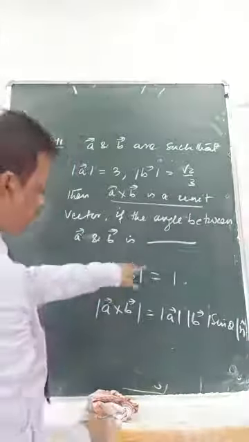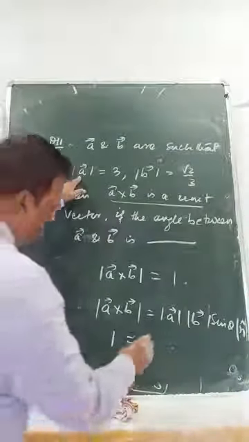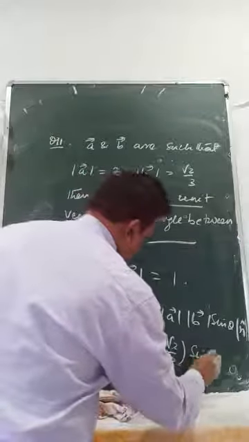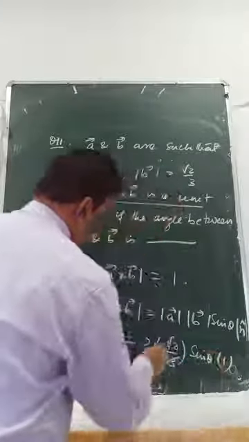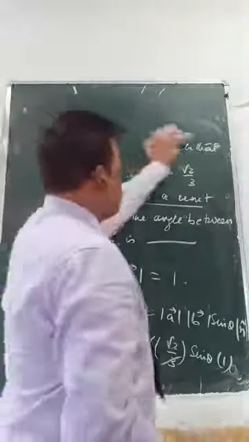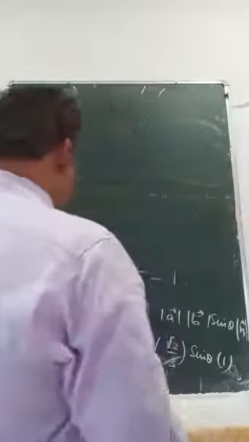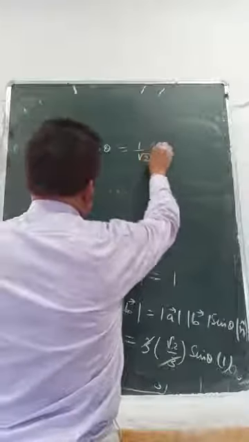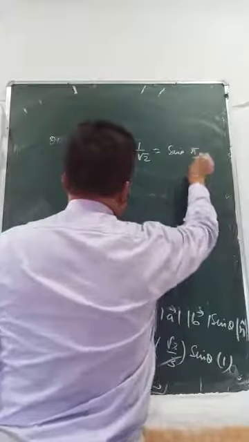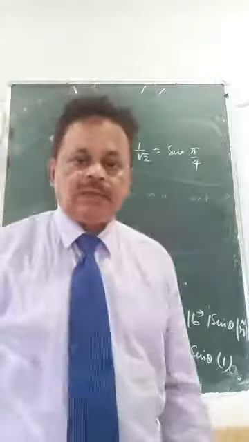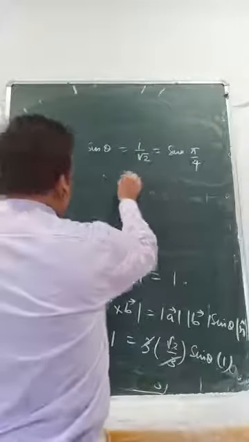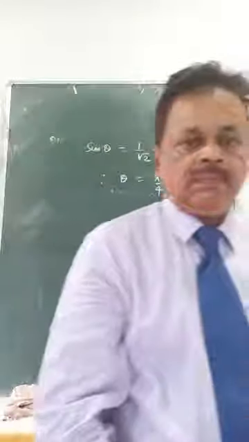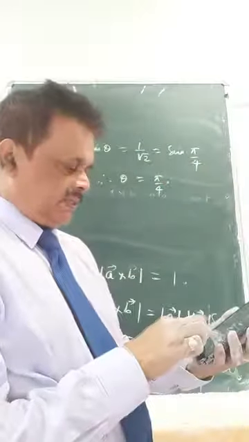So modulus of A cross B is 1. Mod A is 3, mod B is 2√2 by 3, times sin theta, equals 1. The 3 is cancelled. So sin theta equals 1 by √2. Which value? Sin 45 degrees. Therefore, theta equals π by 4. Got the point? Next, question number 12.